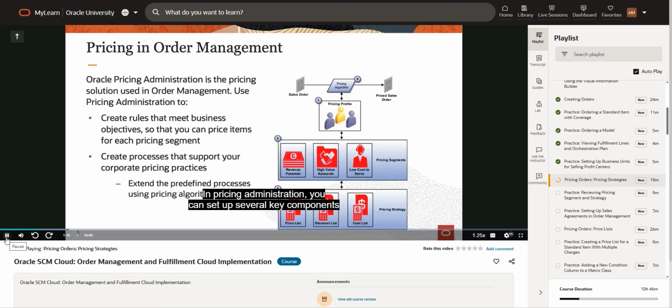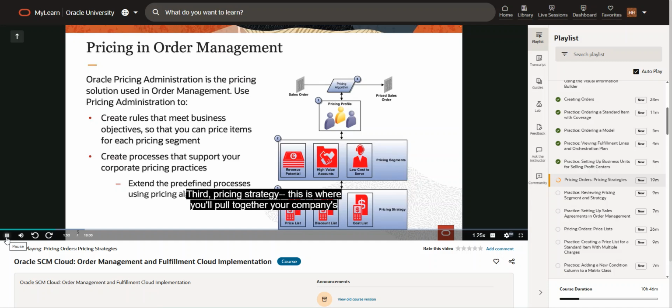In pricing administration, you can set up several key components that help manage how pricing works for your business. Let's discuss these. First, pricing profile. This lets you group together customers who share similar traits. For example, you might categorize a customer as large size, high value, medium rating, and high revenue potential. Second, pricing segment. Here, you group customers based on similar buying habits into a segment and then link that segment with a pricing strategy that matches your business and revenue goals for those customers.